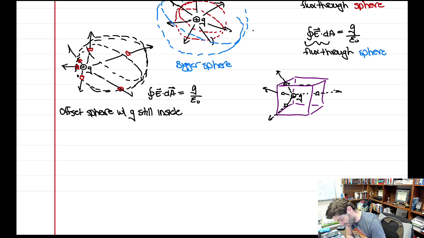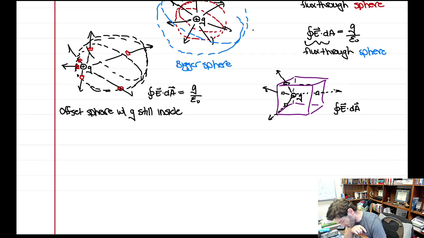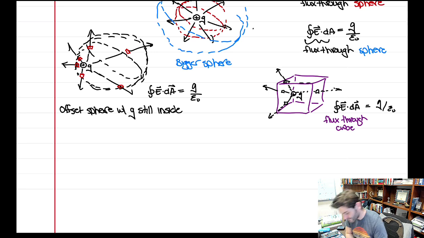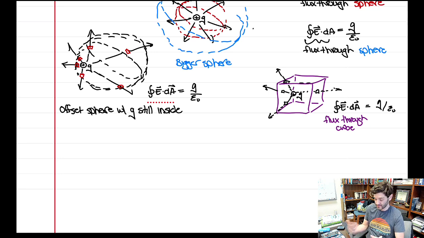But why do that when I know at the end of the day the flux through the cube has to be equal to Q over epsilon naught. The flux through the cube is exactly the same as through all the other surfaces. That is saying, I think, why this thing can be so powerful.